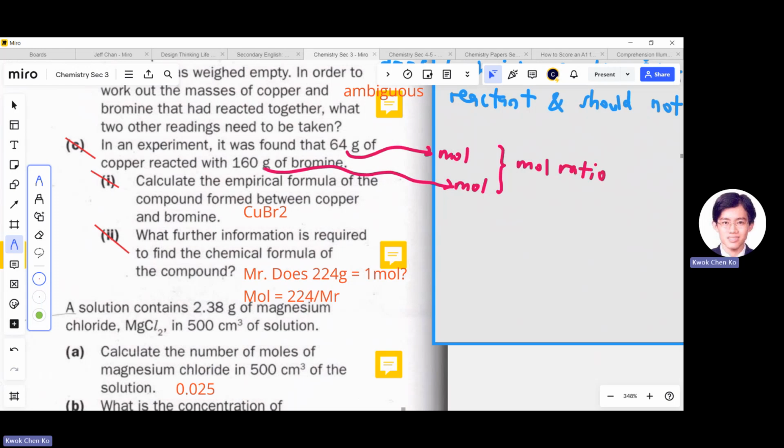Now, the only thing I want you guys to be careful of: bromine, what's the formula? You're expected to know bromine is Br2. Don't forget the 2 there. When you work out the MR, that's the only thing I want to warn you. So if you do it properly, you should get this answer. That is the empirical formula.